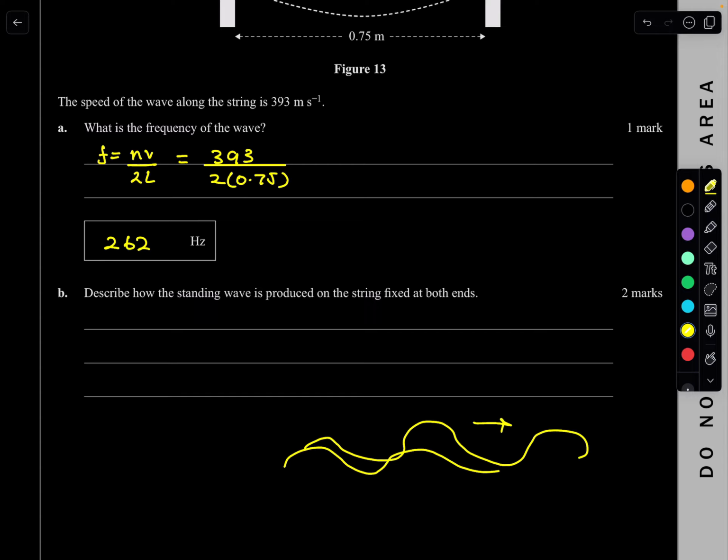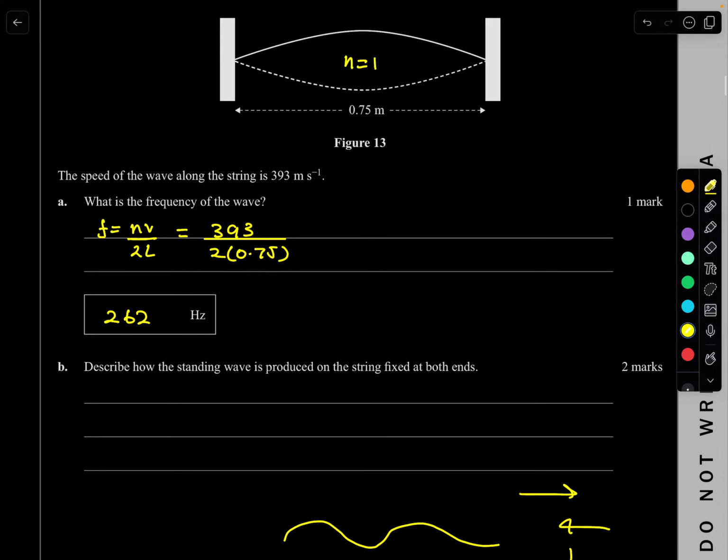Make sure one's reflected. One has to be reflected. So when they come together, they superimpose, and hence we get a standing wave. And make sure they are in the opposite direction. They're both traveling in opposite directions, yeah.